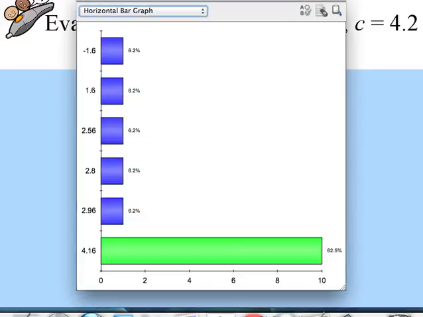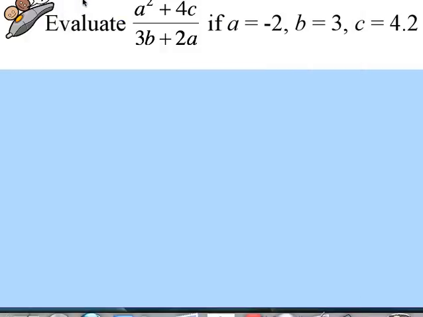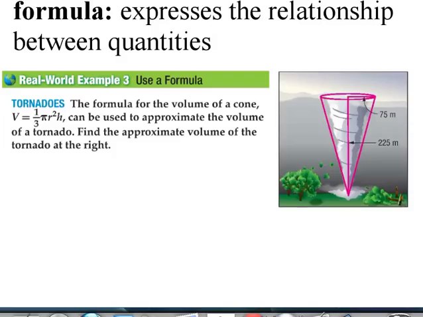Okay, the answer is 4.16. Once again, you're just plugging values in. I believe you should have got about 20.8 on the top. On the bottom, you should have gotten 5. So 20.8 divided by 5. A formula expresses the relationship between quantities.